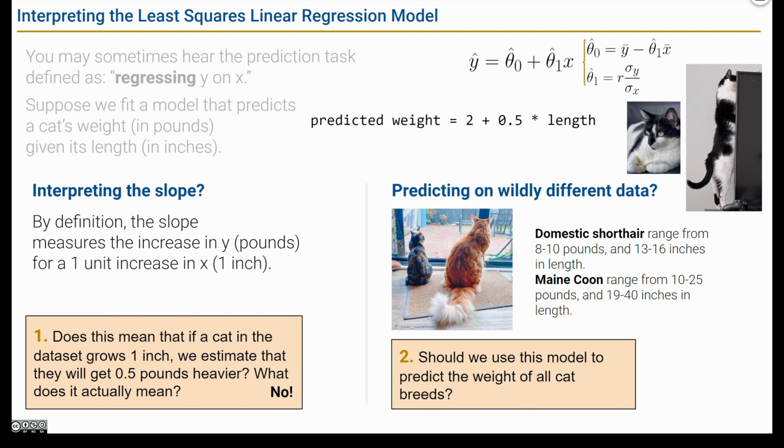Now I'm also going to point out that we have to be careful about the scope. So I can't use this to predict on wildly different data, right? If I trained this on domestic short hair cats, I can't use this to give me information about, say, the Maine Coon, because that's a totally different ballgame. So this won't necessarily work outside the scope of the data that you used. These are important things to keep in mind when you're interpreting the coefficient in your model.